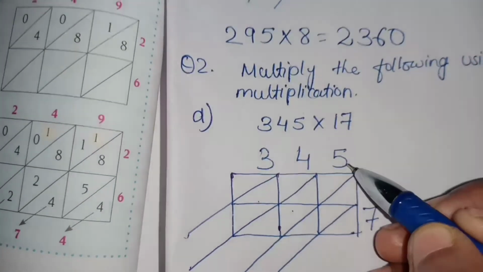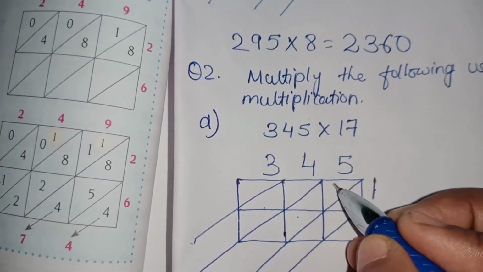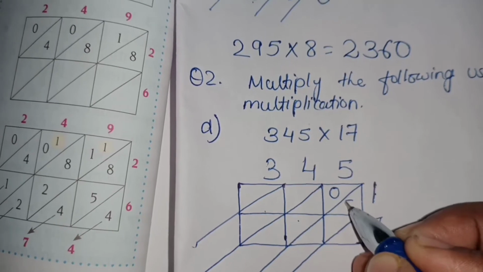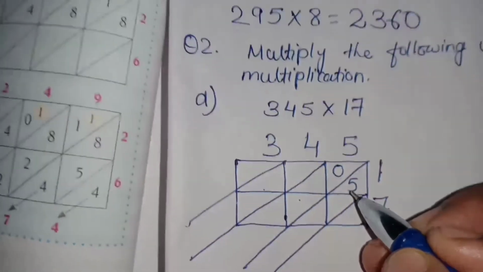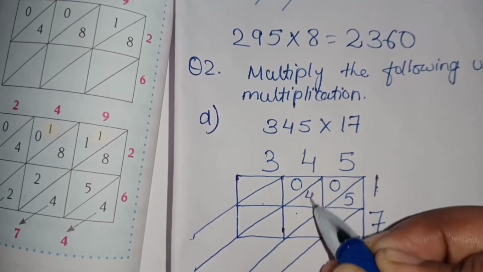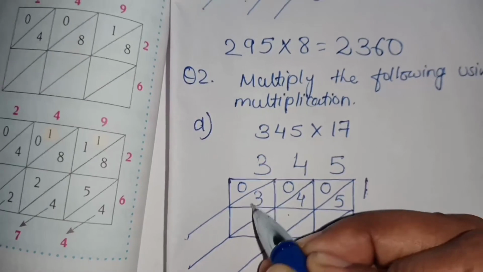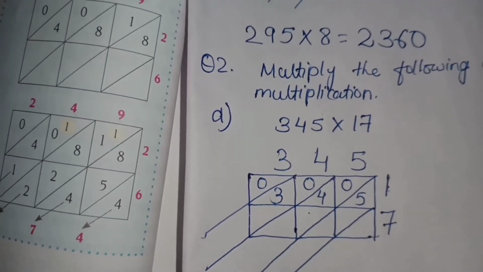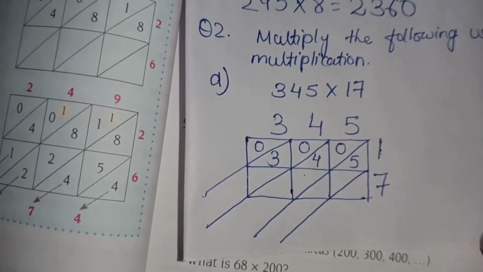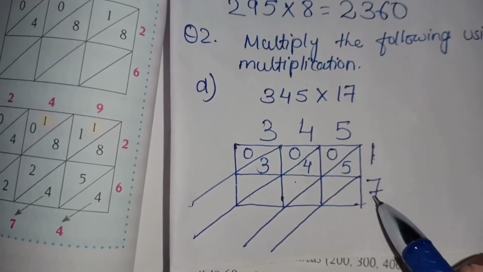1 5s are 5. So in the tens place what will be there? 0, and here it will be 5 because 5 is a one digit number. Now 1 4s are 4, so 0 will be here, 4 will be here. 1 3s are 3, so 0 here, 3 here. Done. Now in the second row, we are going to multiply this number with 7.